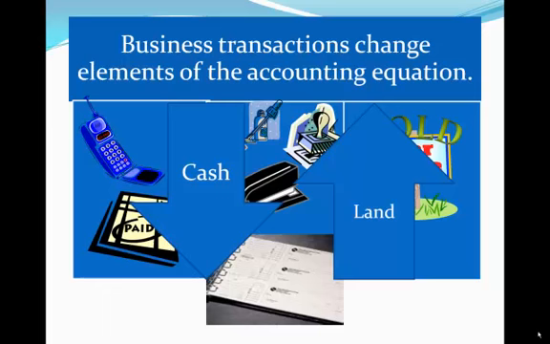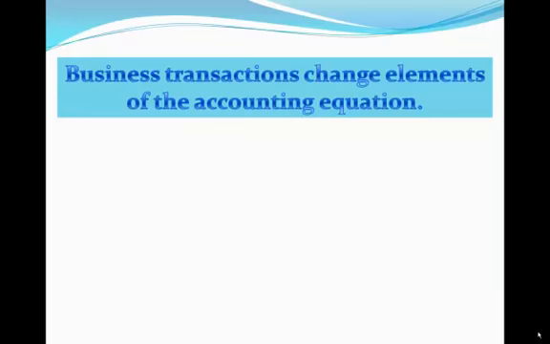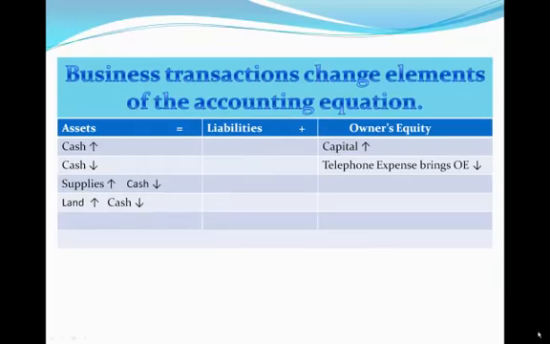Let's take a look at how these transactions appear relative to the accounting equation. Using the accounting equation for the previous four transaction examples, we see that when the owner invests personal cash into the business, the asset side of the equation, or cash account, increases, and the owner's equity, capital, also increases. When the company pays for expenses such as the telephone bill, the asset side of the equation, or cash account, decreases, and the owner's equity also decreases.